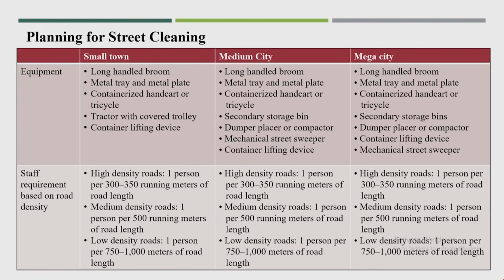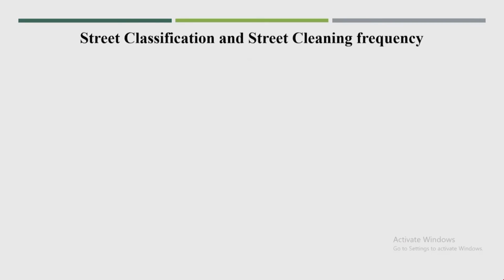Even for the staff requirement, for a high density road, one person is needed for 300 to 350 running meters, and for a medium density road, one person per 500 running meters of road length. These are all suggested for small cities, medium cities and mega cities.